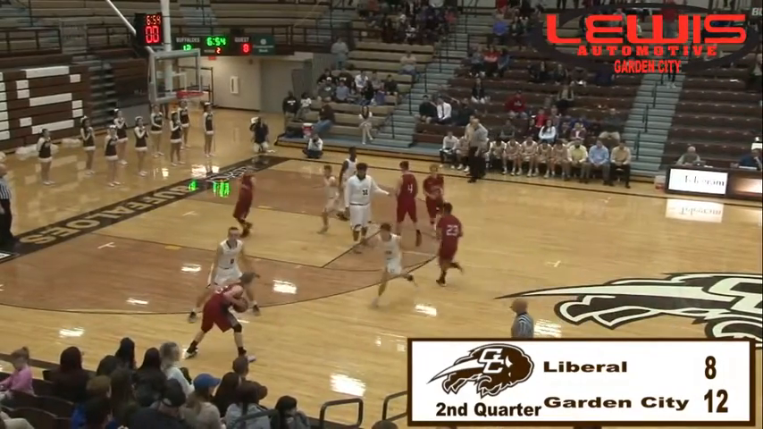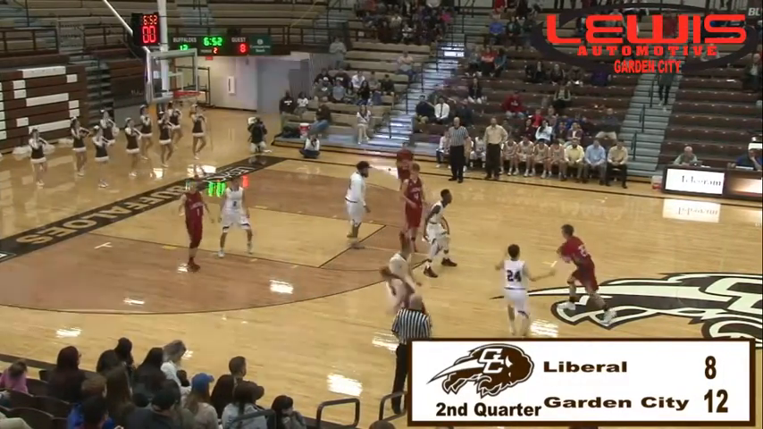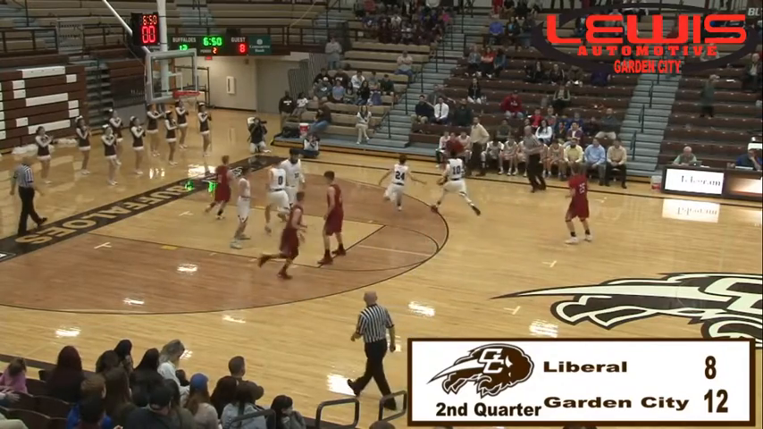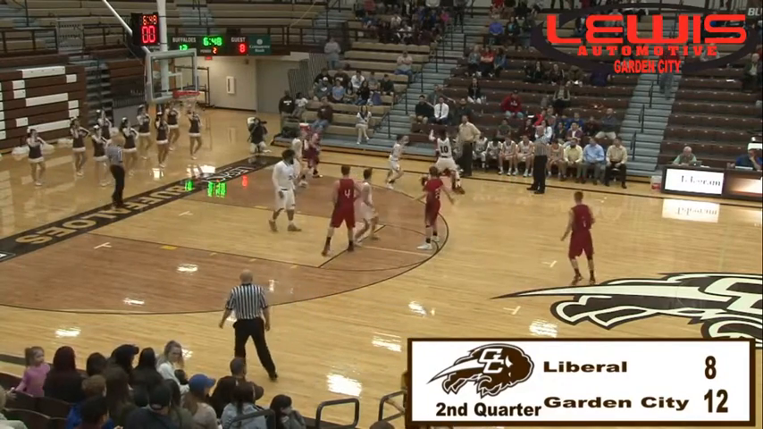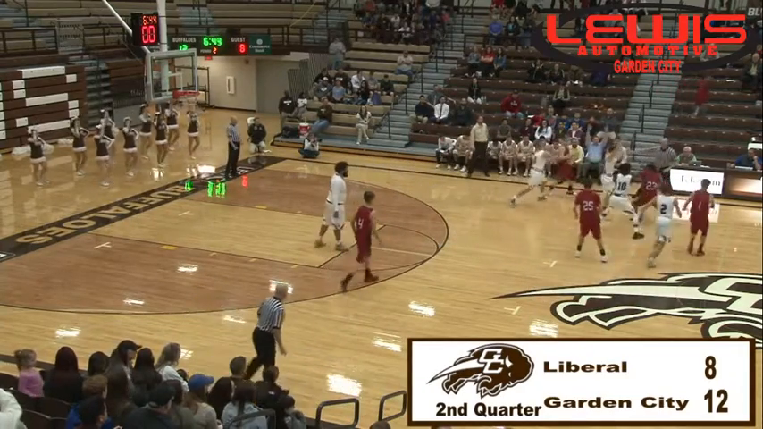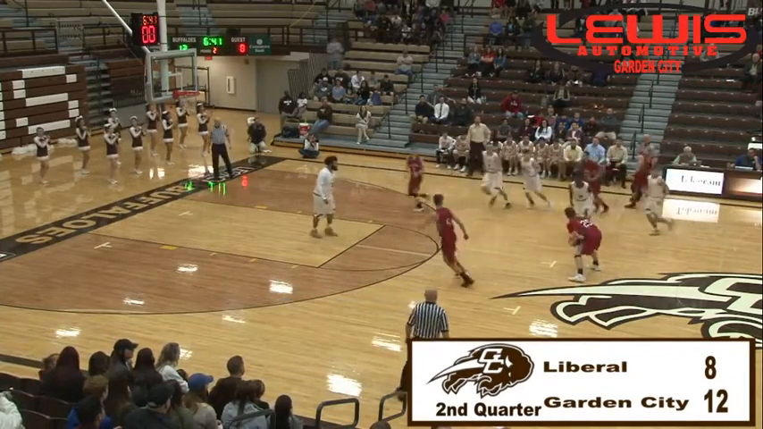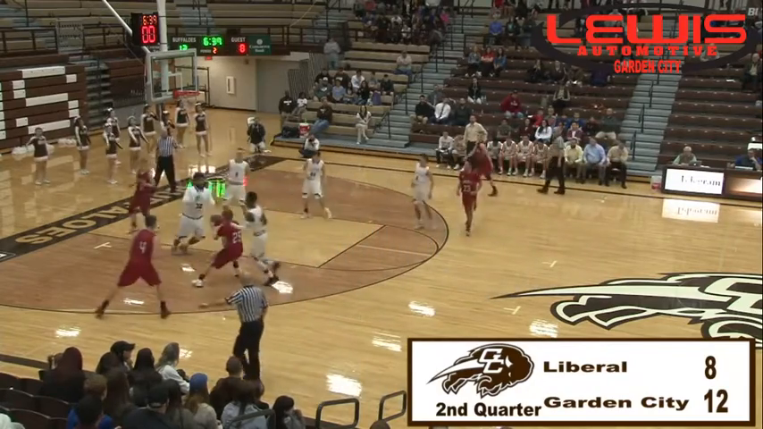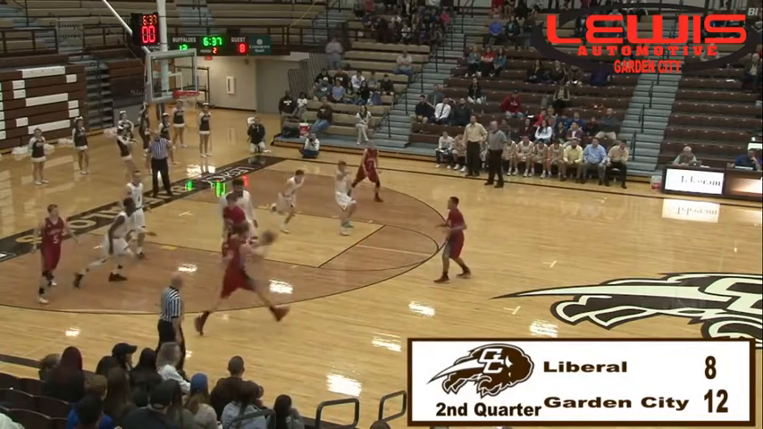Dunlap over to Bigham. Bigham over to Hatcher. Back to Dunlap on the far side. Dunlap is surrounded by a herd of Buffaloes. Now Hatcher. Hatcher to Bigham.